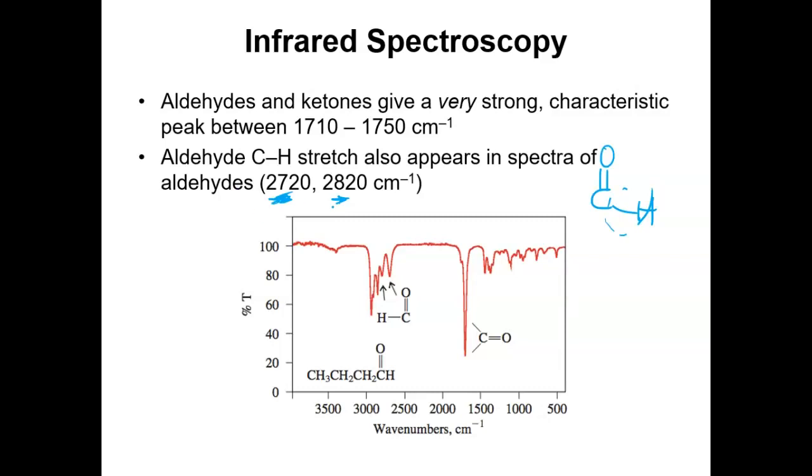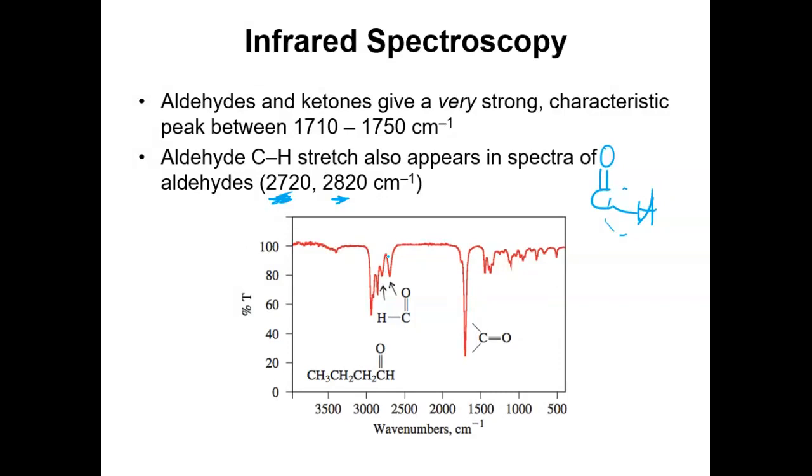Ketones don't have this pair of peaks. Ketones do not have this pair of peaks. Aldehydes do. So if you are doing the unknowns, check your infrared carefully. If you see an intense peak around 1700, you know you have a carbonyl. Then whether it's a ketone or aldehyde, check at about 2700, 2800 for a pair of peaks that are medium intensity, usually sharp.